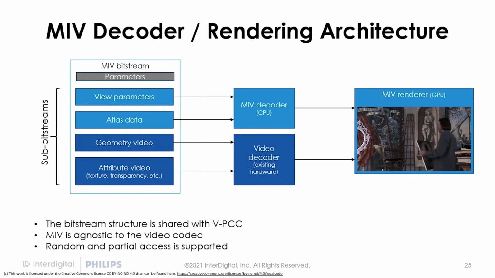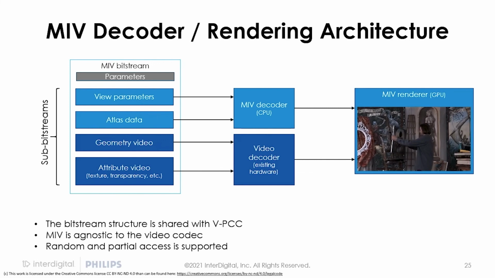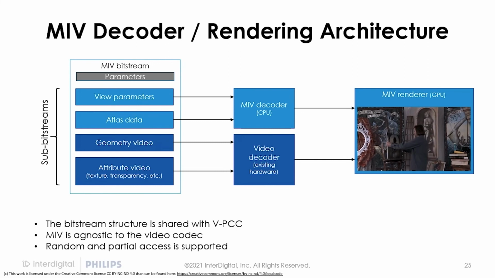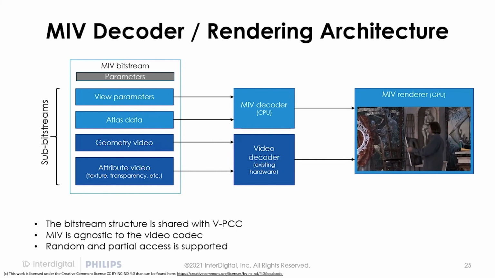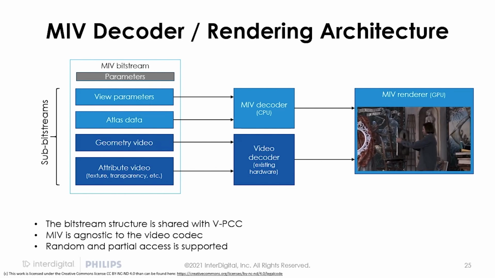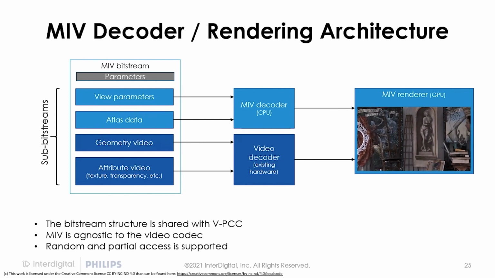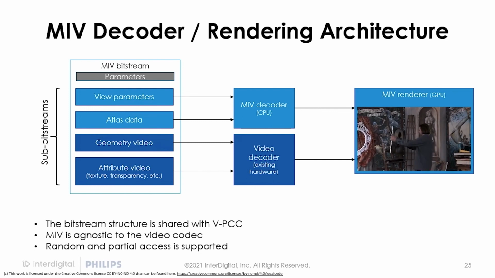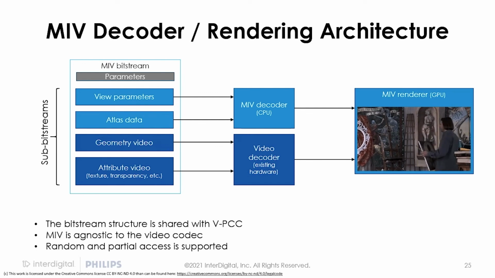A key benefit of the MIV standard is that the decoder does not require specialized hardware. The MIV bit stream can be demultiplexed into the multiple sub-bitstreams, and then the MIV part, the atlas data and the view parameters, can be decoded on the CPU with relatively low effort. And for the video decoder, existing hardware will be available. The rendering is then performed on the GPU typically. This bitstream structure is shared with VPCC, and MIV can use any video codec that is supported by the system, and it also supports video aspects such as random and partial access.